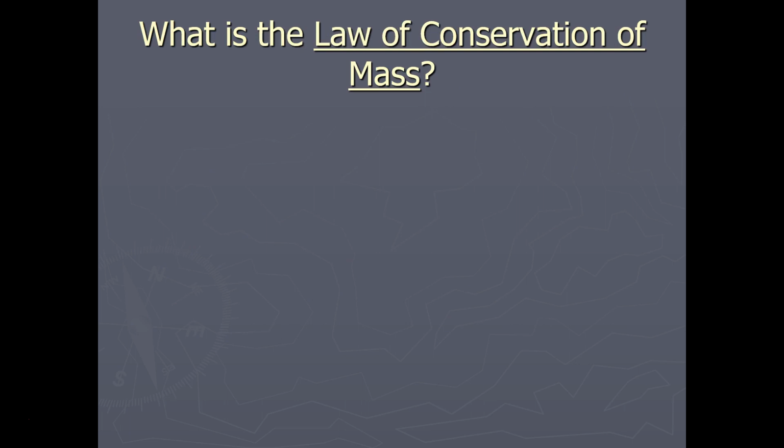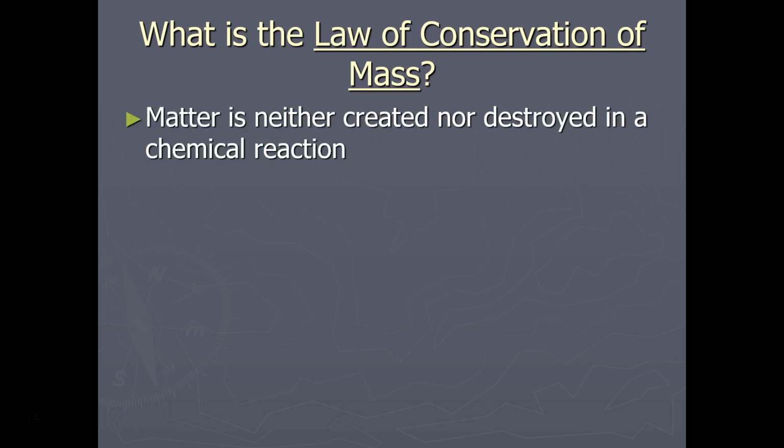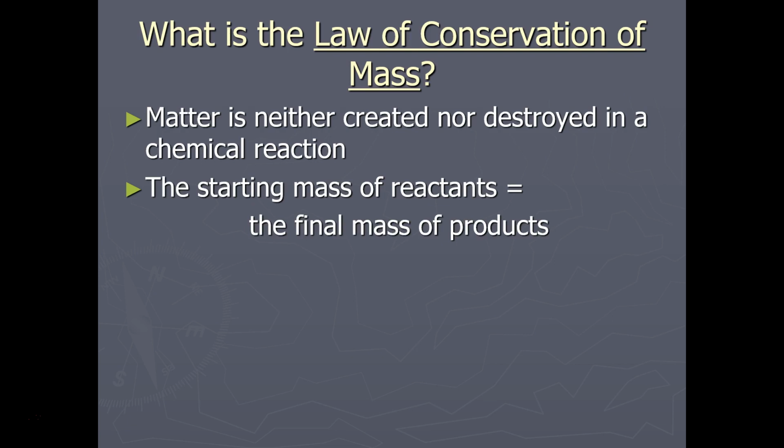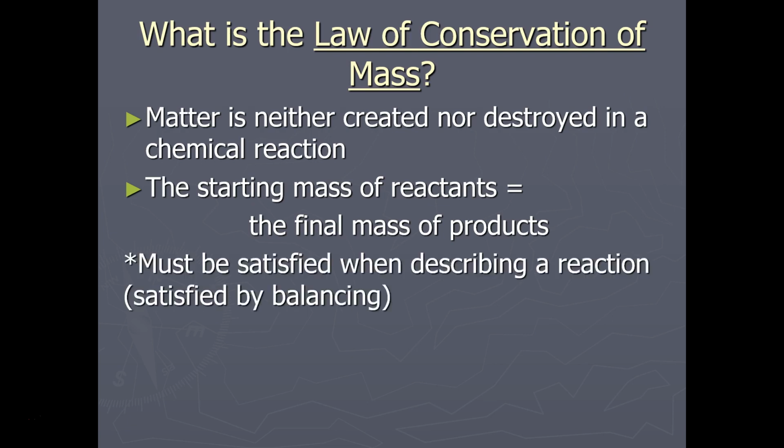So this brings us to the law of conservation of mass, and it's very important when it comes to chemical reactions. Matter is neither created nor destroyed in a chemical reaction. That means the starting mass of the reactants has to equal the final mass of the products. We can't lose matter during our chemical reaction. So this must be satisfied when describing a reaction, and we satisfy that by a process called balancing, which we're going to be learning all about.